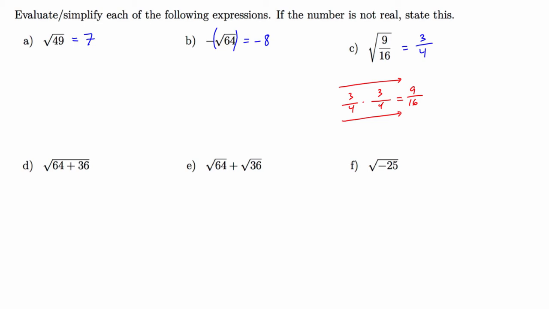In Part D, to evaluate the square root of the quantity 64 plus 36, we need to remember order of operations. The order of operations are normally stated as parentheses, exponents, multiply and divide, add and subtract. What we need to remember is that parentheses represents any grouping symbol. The radical symbol is a grouping symbol.